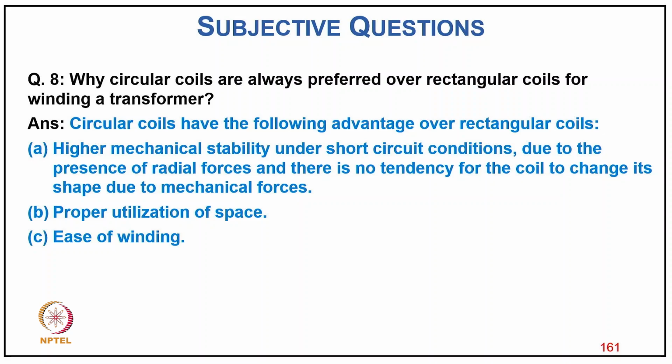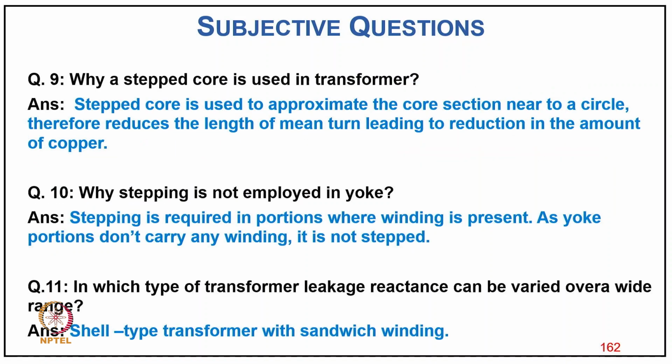Why are circular coils always preferred over rectangular coils? They have the following advantages: higher mechanical stability under short circuit condition, and due to the presence of radial forces, there is no tendency for the coil to change its shape due to mechanical forces. Proper utilization of space is also possible.